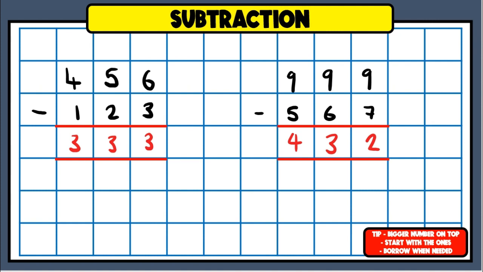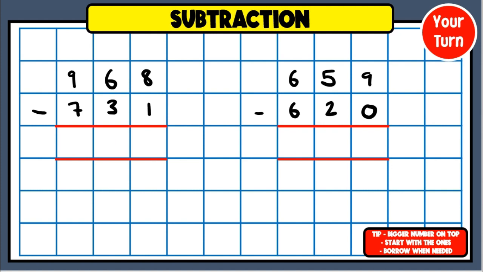The next one we're looking at will include borrowing. So have a look at this one. We've got 968 minus 731 and 659 minus 620. Have a go, pause the video, we'll go for the answers when you're done.